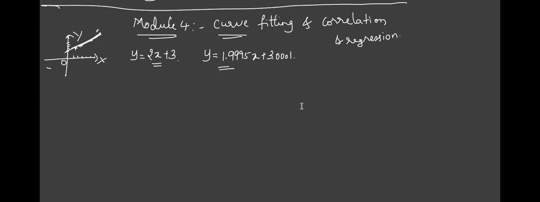Is it not? This is 2 actually. So no teacher will give it as 1.9995, 3.001. So why that error has happened is because they have rounded off.